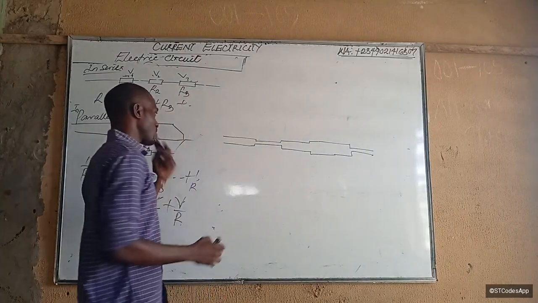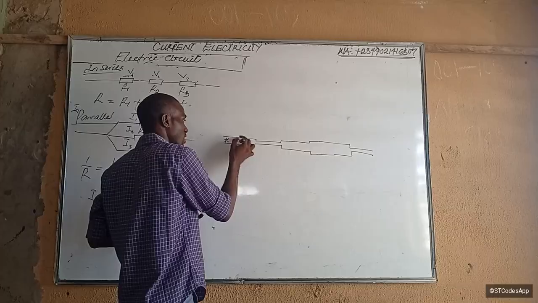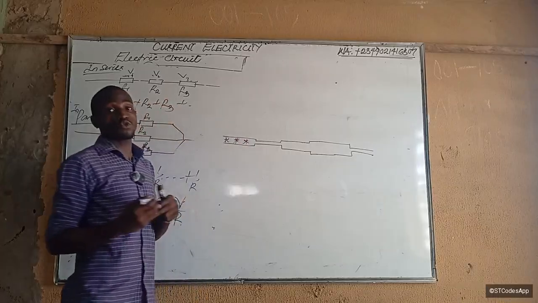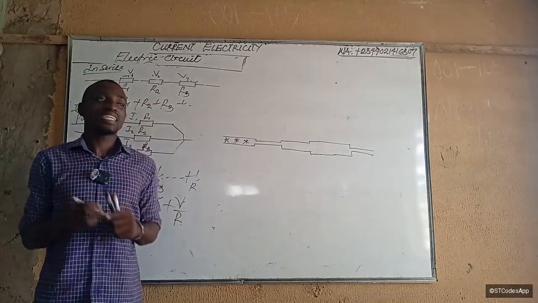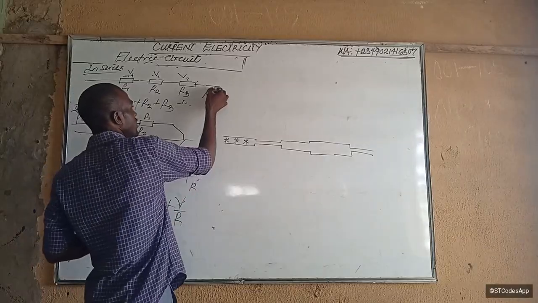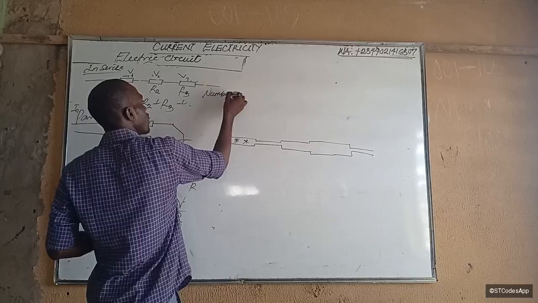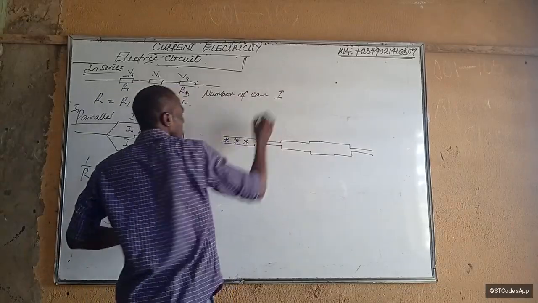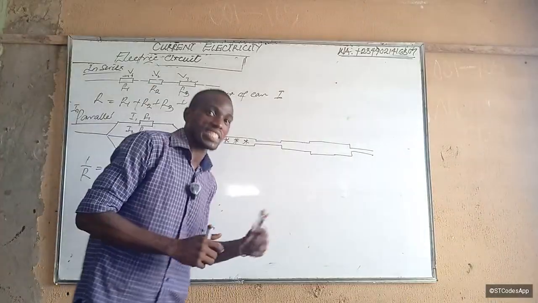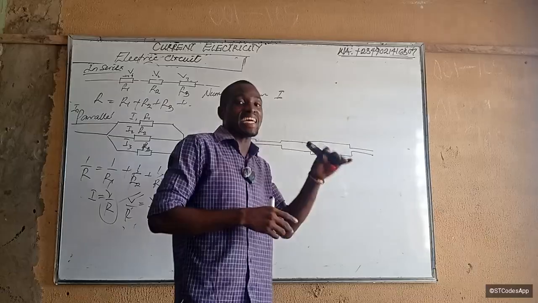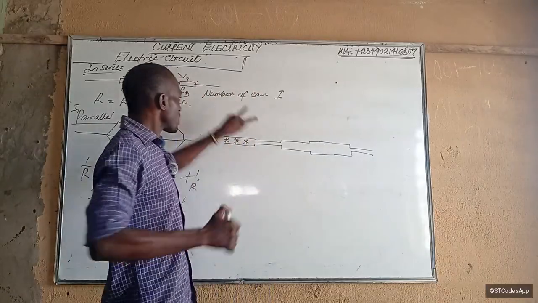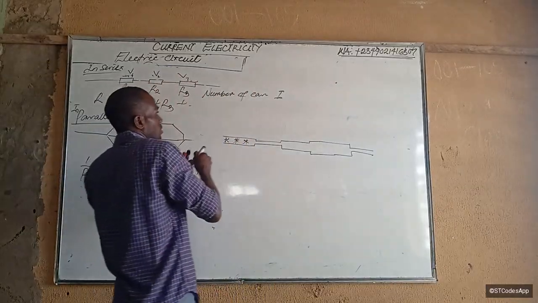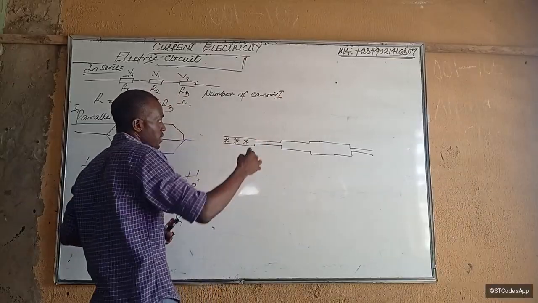Now look at this road. 3 cars want to pass. Think of the number of cars as the current. Why? Current is the rate of flow of charge, that is the amount of charge flowing per time. So think of the number of cars as current.